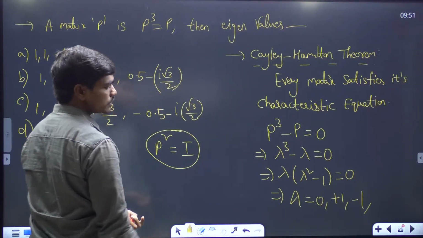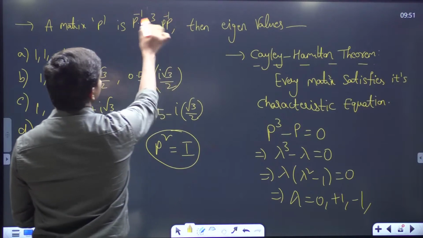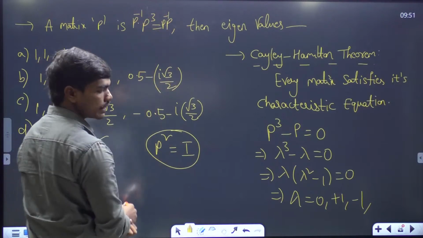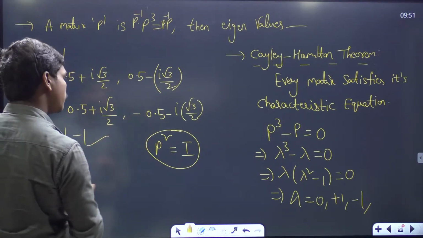P is not equal to P inverse, but if you multiply with P inverse on both sides, what could happen? P inverse into P cube is P square, which is equal to I. Okay, Monica. So see here, if P square is equal to I, see what happens.